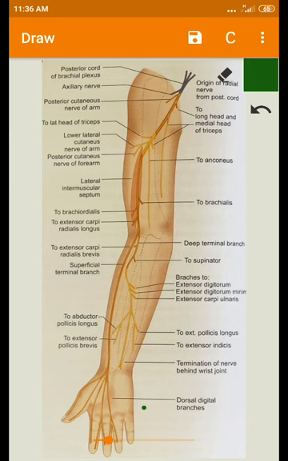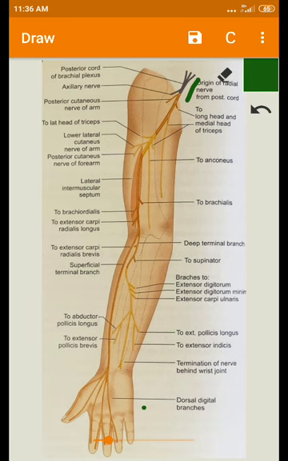Dear students, welcome back. So now we are going to see the radial nerve. Radial nerve is the continuation of the posterior cord of the brachial plexus. So we know that the posterior cord is formed by all the posterior divisions of all the trunks. This is the posterior cord.